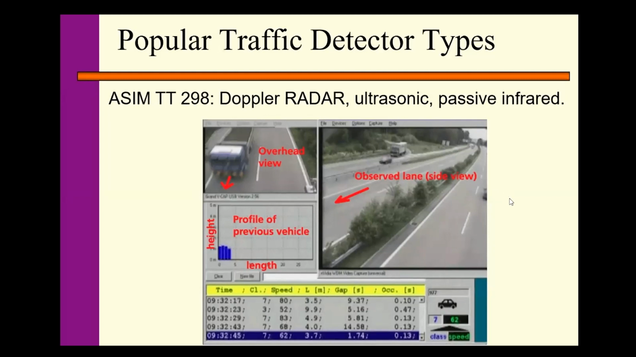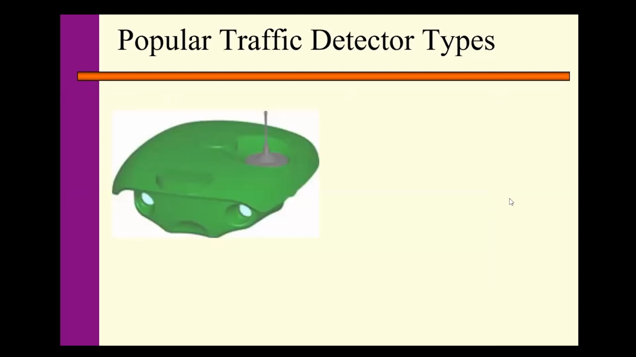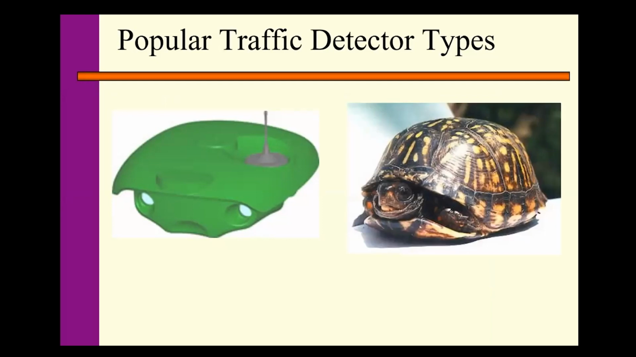Another type of sensor I want to introduce to you is this sensor. It has a pretty interesting, pretty funny name. It's called Turtle, because it looks like a turtle. But this is an infrared traffic logger.